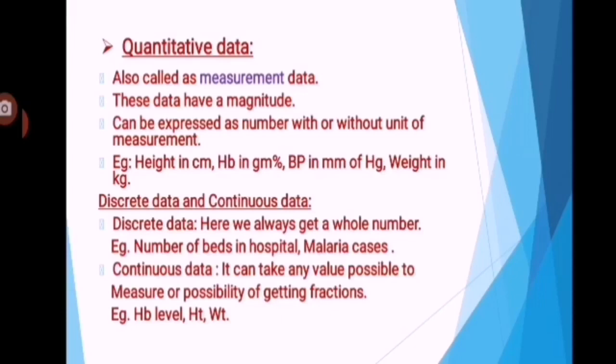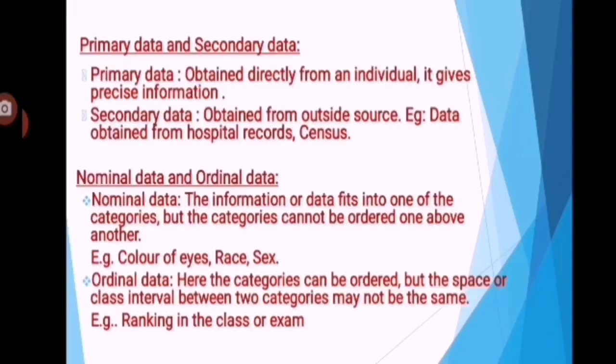Next we shall see about discrete data and continuous data. Discrete data, here we always get a whole number. Example, number of beds in hospital, malaria cases in a particular area or particular hospital. These are discrete data examples. Now, continuous data can take any value possible to measure, with the possibility of getting a fraction. For example, hemoglobin level count, height of the particular person, weight of the particular person. This is the continuous data.